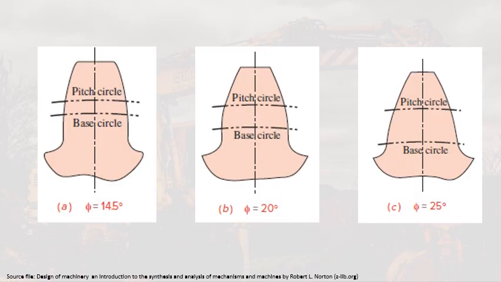This is the tooth profile for the different pressure angles, 14.5 degrees, 20 degrees, and 25 degrees, based on the AGMA. Again, this upper portion here is the addendum, and then we have the dedendum at the bottom.